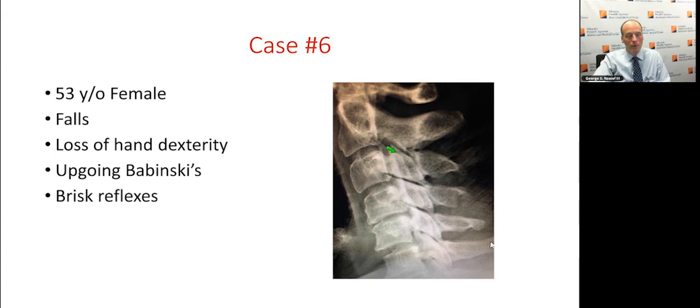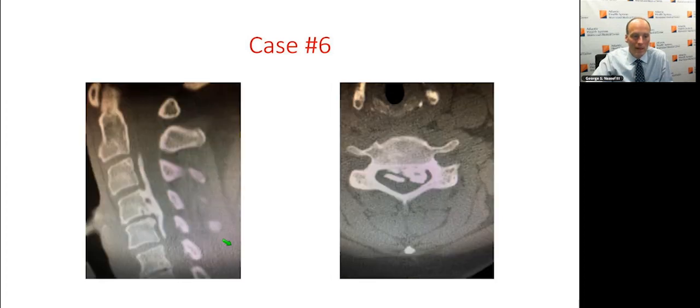This is a 53-year-old female who presented with falls, loss of hand dexterity, upgoing Babinskis, brisk reflexes, pathologic spread. I showed this picture post-surgery earlier, but if you look carefully here, there's this white line going posteriorly to the vertebral body. This is ossification of the posterior longitudinal ligament. And on a CAT scan, this is what it looks like. It's actually calcified posterior longitudinal ligament that becomes adherent to the dura around the spinal cord, and it can become quite exuberant, pressing on the spinal cord here.